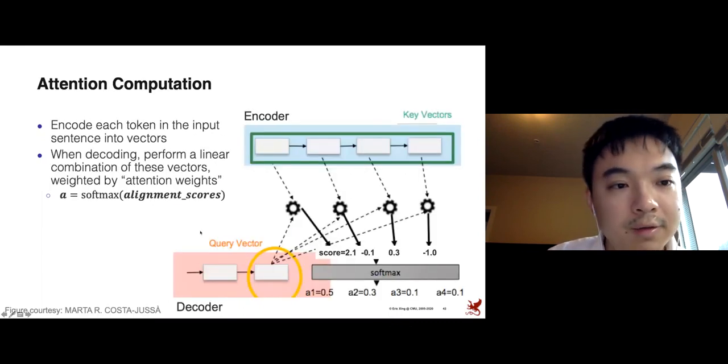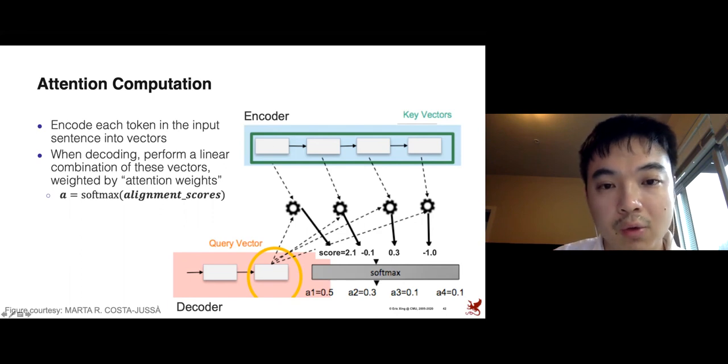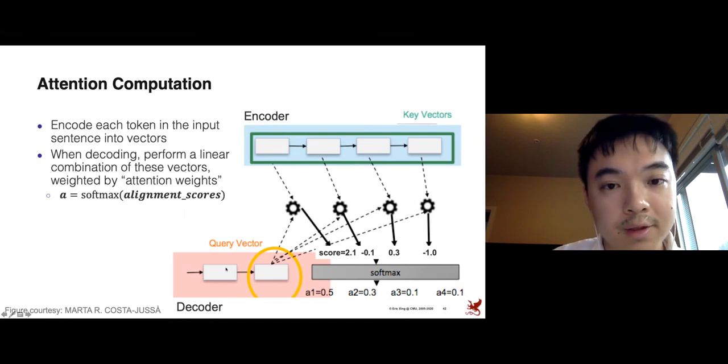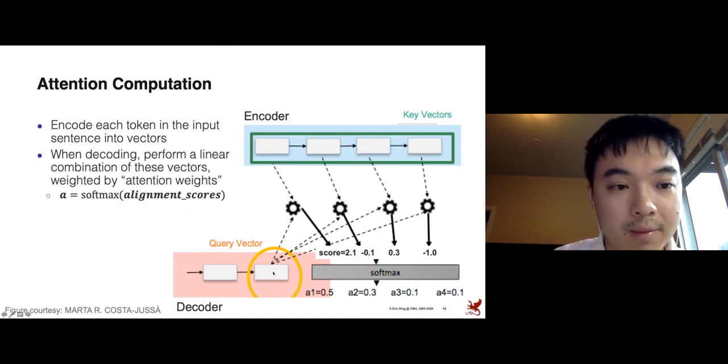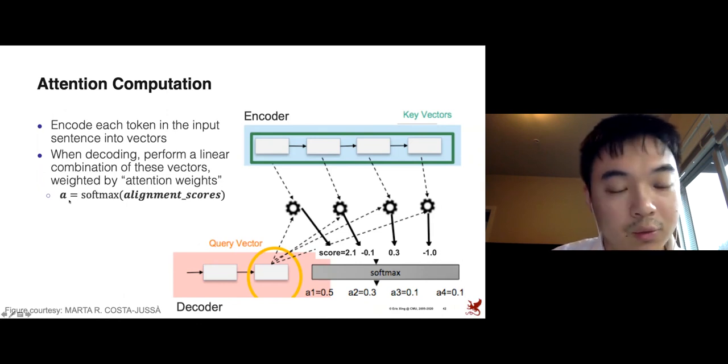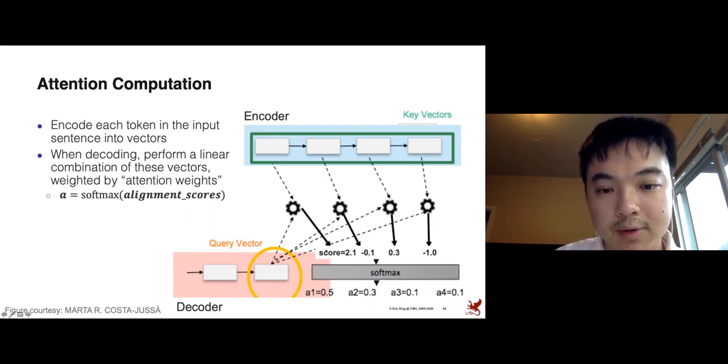So, more details of attention computation. Again, let's use machine translation as an example. We have an encoder, say an LSTM recurrent network, to encode each of the tokens in the input sentence and get this sequence of features. Then when we do the decoding to generate the tokens in the output sentence, at each step we perform a linear combination of the input vectors weighted by the attention weights. We denote the attention weights as A. So here, say the weight is like this for each of the input features, and we do this.